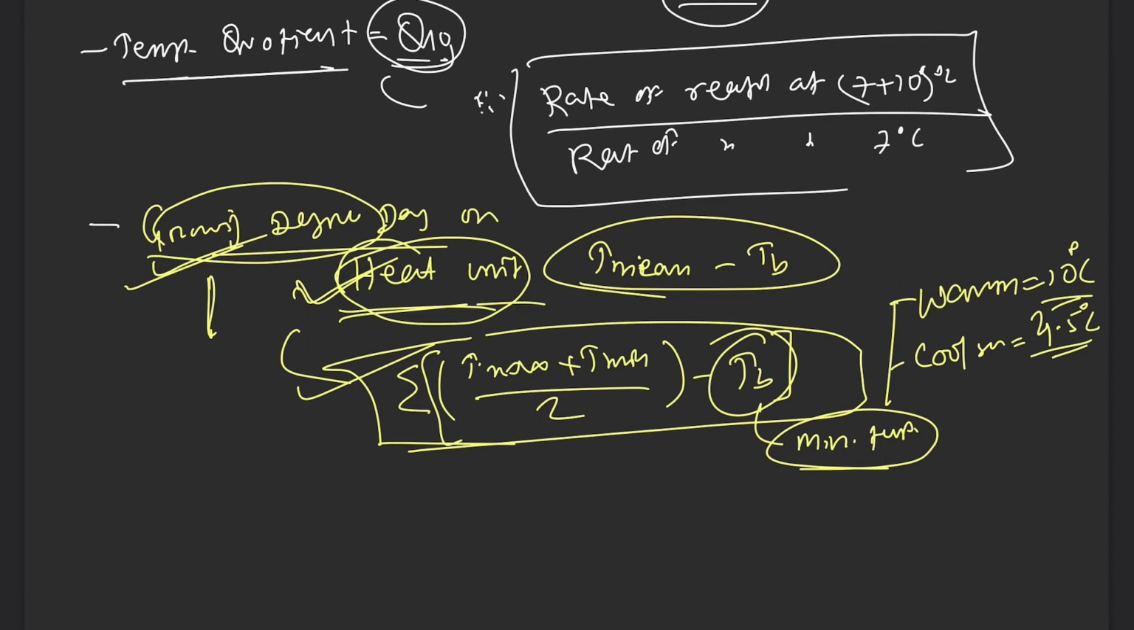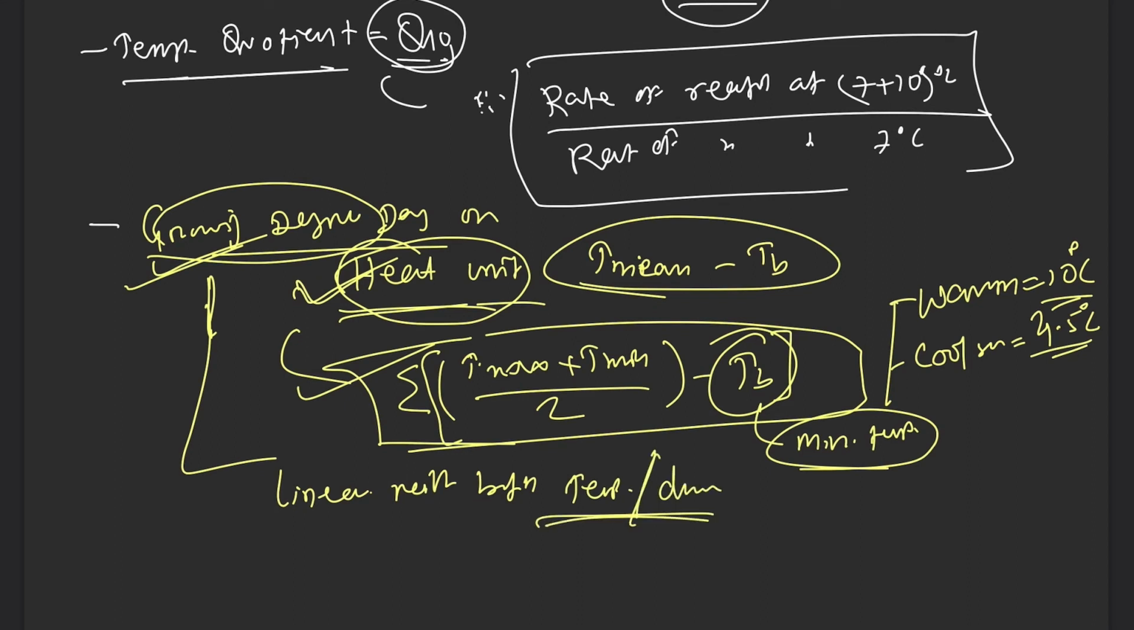The limitation is that here we can see a linear relationship between temperature and duration. But this is not true for every crop. If we go on increasing the temperature, the duration of the crop does not always decrease. That is not true in all cases. So this is the limitation of growing degree day.